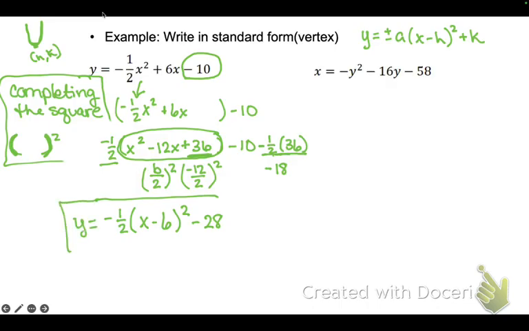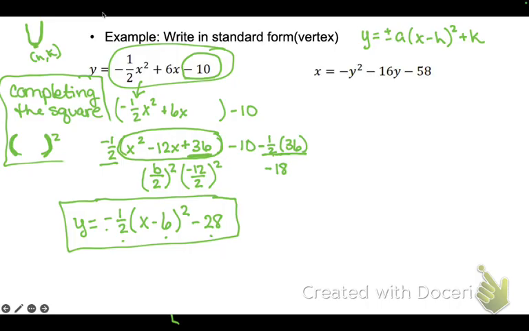So now, if I needed to graph this, I know the vertex goes right 6, down 28. I know it opens down because it's reflected over the x-axis, and it is wider by a factor of 2. So I could sketch a graph of this. Could I sketch a graph of this up here? No. It'd be a lot harder, right? So the whole point of this was to get it into vertex form to make it easier to graph.